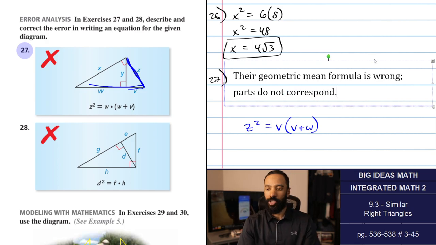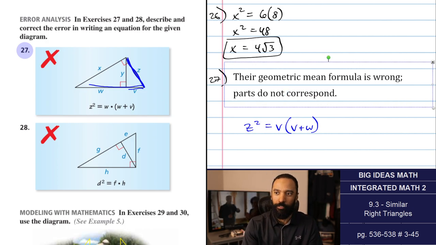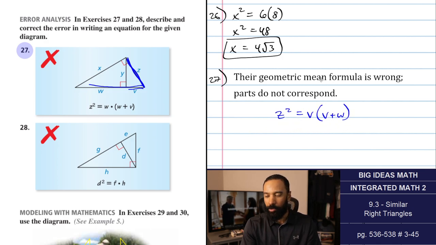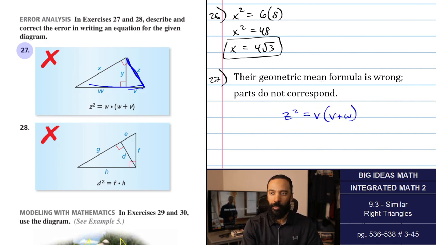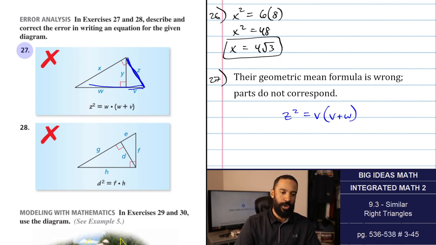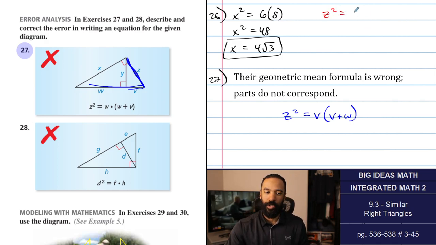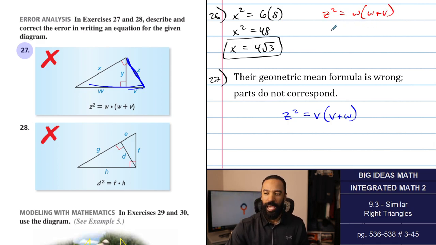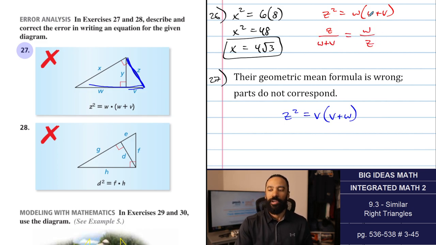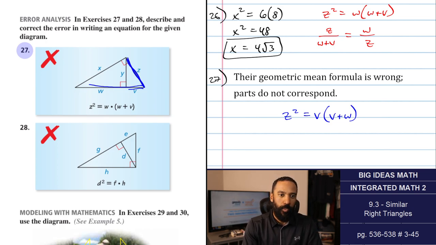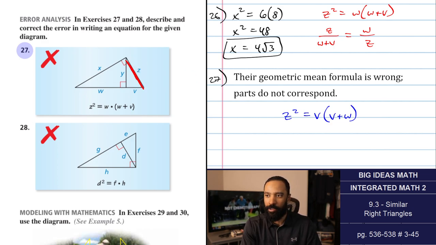Now, when I say parts do not correspond, let's first come up with what this would have looked like. I'll show you what mine looks like as well, but let's look at what theirs would look like if written as a ratio. They have z squared equals w times w plus v. If I divided both sides by z and by w plus v, I'd have z over w plus v equals w over z. Now, z represents what here? Z represents both the short leg of the big triangle and the hypotenuse of the small triangle.